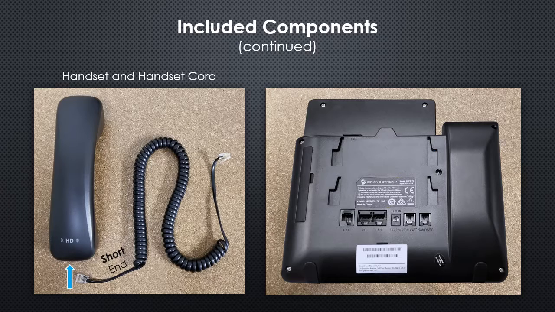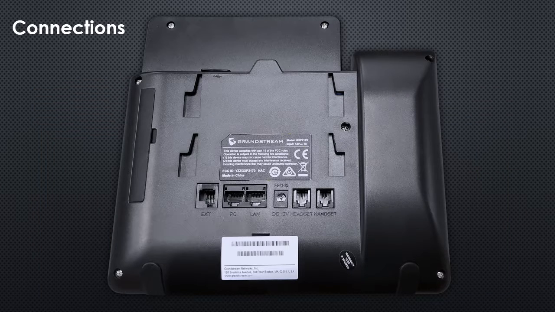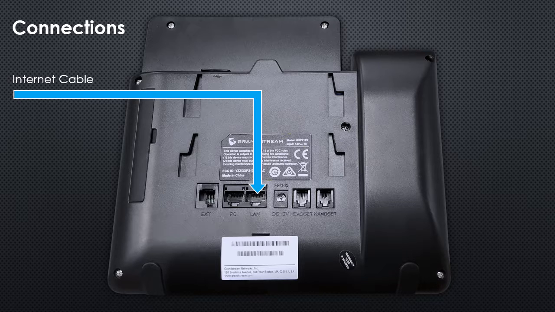You'll insert the short end of the cord into the handset. The long end of the cord will plug into the handset port on the back of the telephone. Now we'll explain each connection port. To establish an internet connection, simply plug your existing internet cable into the LAN port.